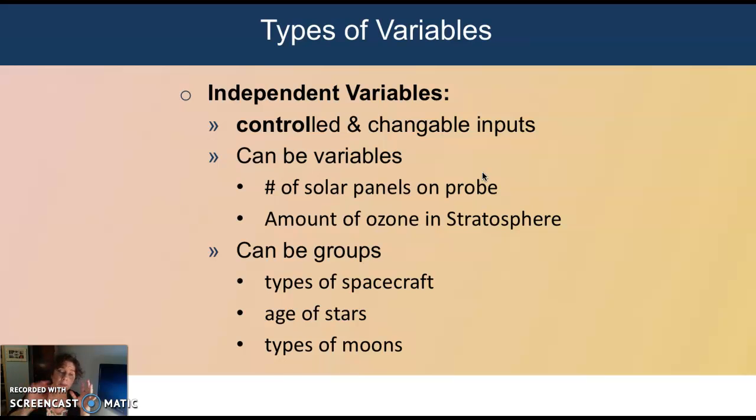They can be individual variables, like they can be the level of ozone in the stratosphere over the South Pole during June, a very, very set variable. Or they can be groups of variables, like types of spacecraft, Falcon Heavy versus Falcon 9, Saturn V versus Gemini. It can be ages of stars, young stars, middle-aged stars, old stars. It can be groups of types of moons, all right? So you can have variables that you control. They can be single variables, they can be groups of variables.